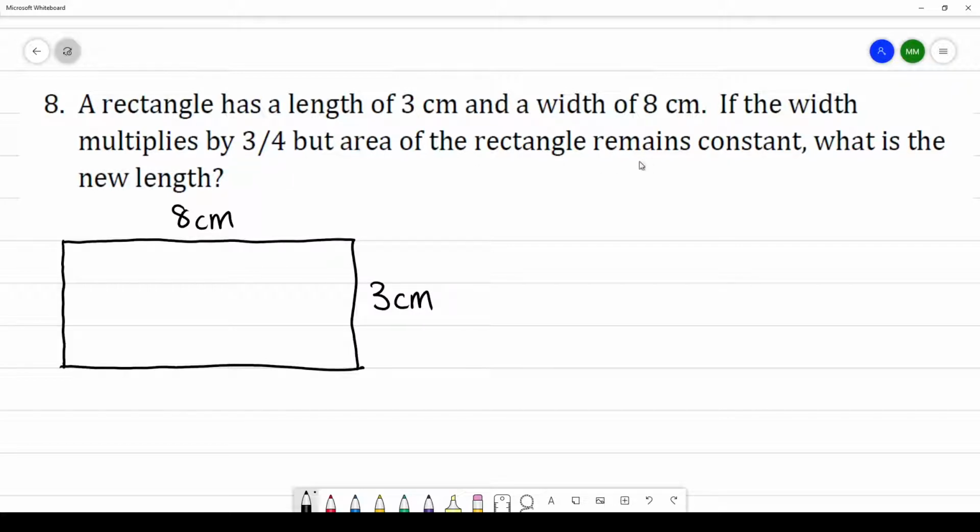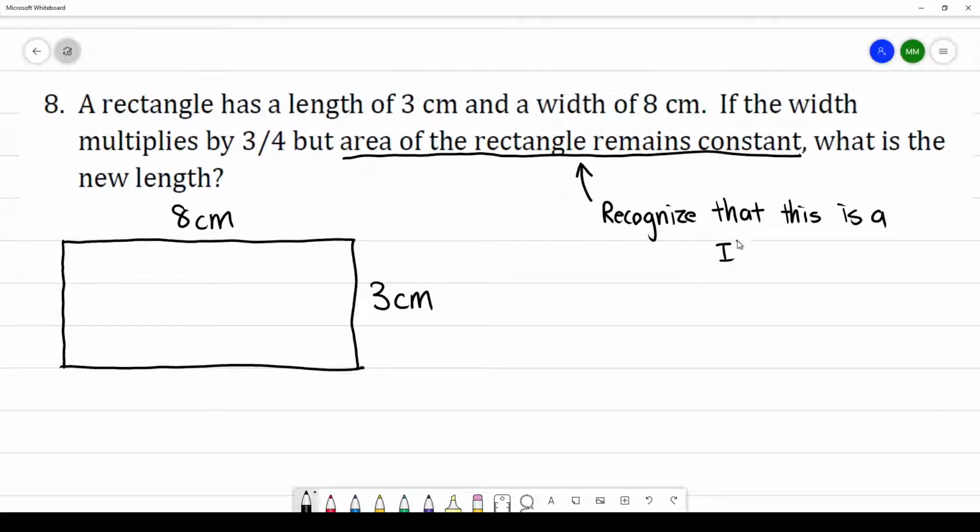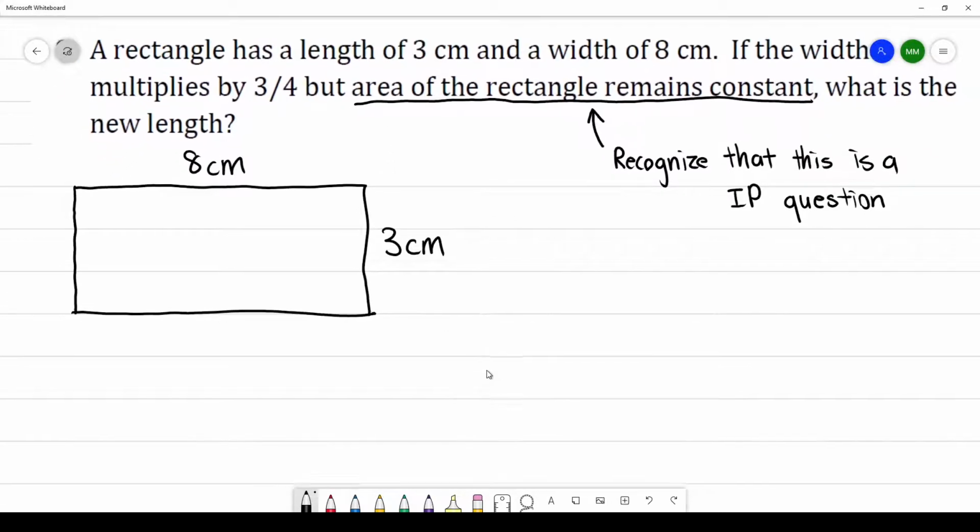But the area of the rectangle remains constant, what is the new length? So by this statement over here, the area of the rectangle remains constant, I think you should be able to recognize that this is an inverse proportion question. So I'm just going to write IP. So what is the new length?